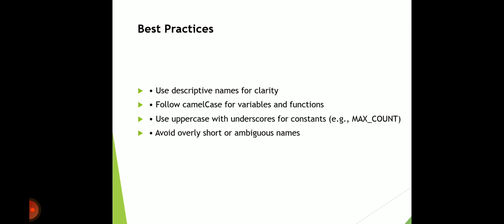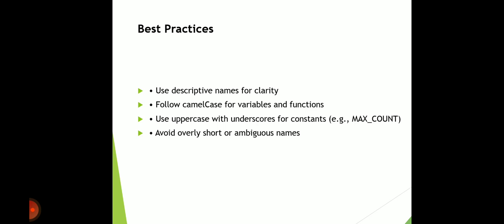Best practices. Use descriptive names for clarity. What does descriptive mean? Using descriptive names for identifiers in JavaScript greatly improves code clarity and maintainability instead of shorts. Follow camel case for variables and functions.